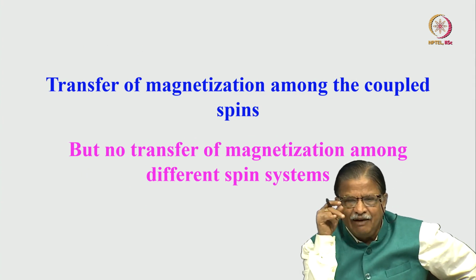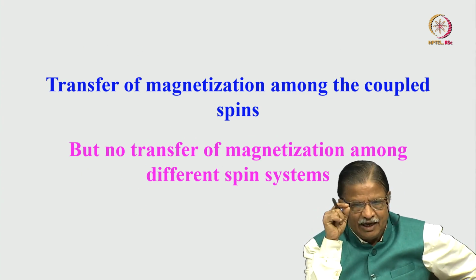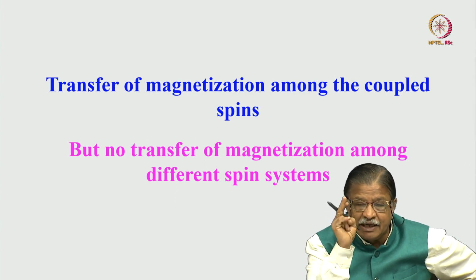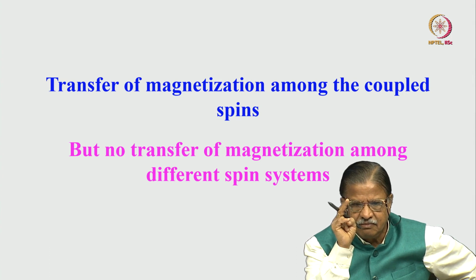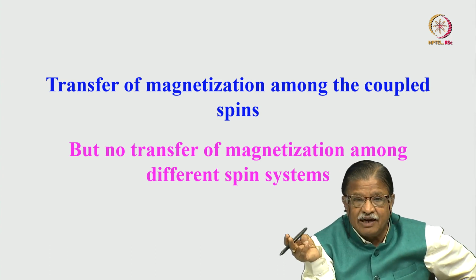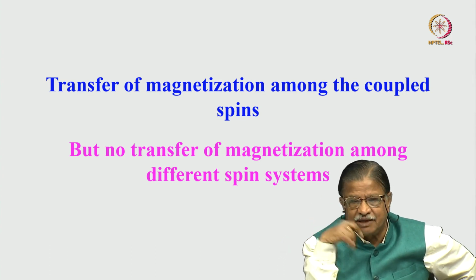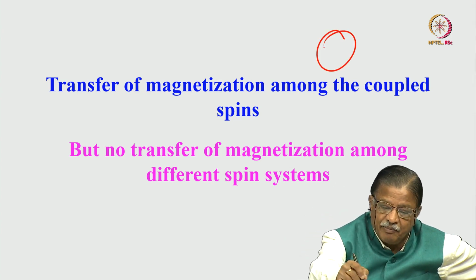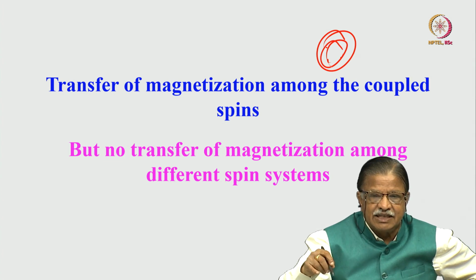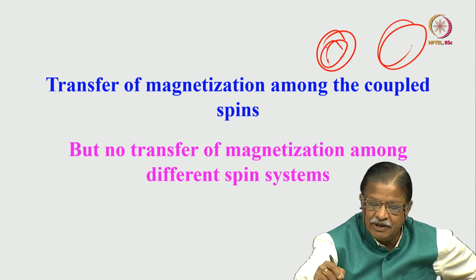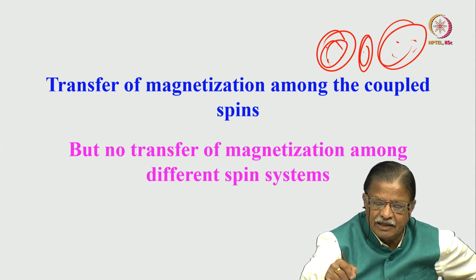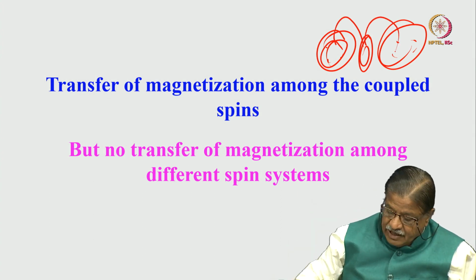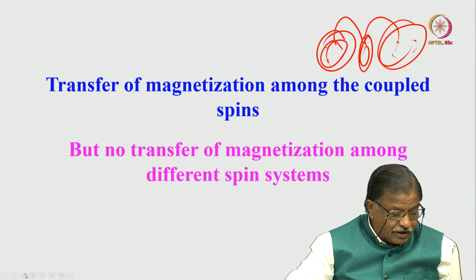Now, you should always remember, as I have been telling you, that transfer of magnetization takes place only among the coupled spins, but there is no transfer of magnetization among different spin systems. Please understand, if there is a group of coupled spins here, several spins, there is exchange of energy only among them, and there is another group with exchange of energy among them, and like that. But between these groups, there is no exchange of energy. That is not possible. TOCSY does not allow that.